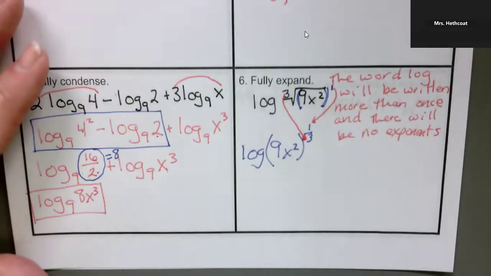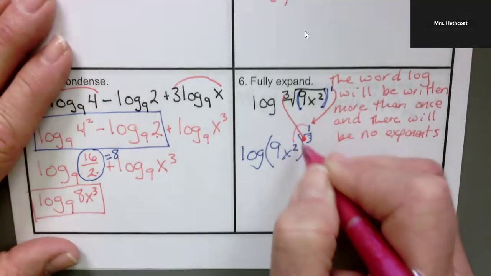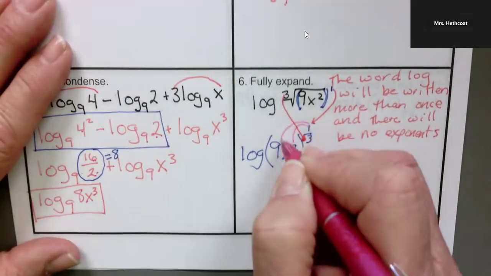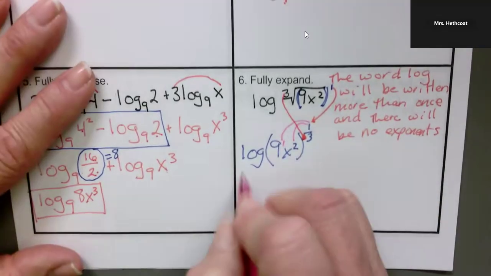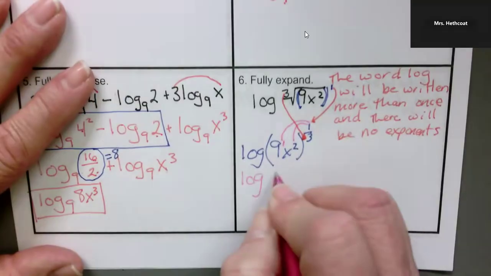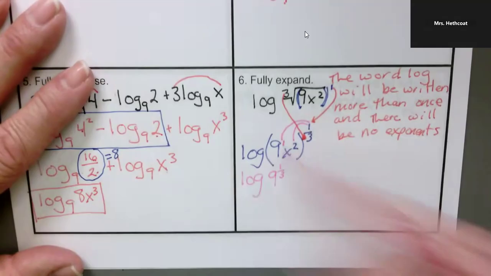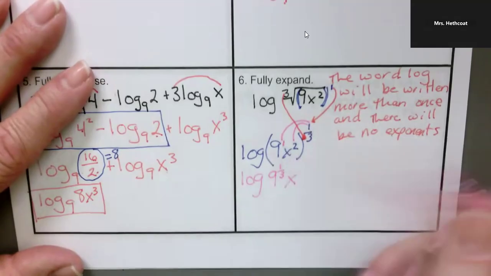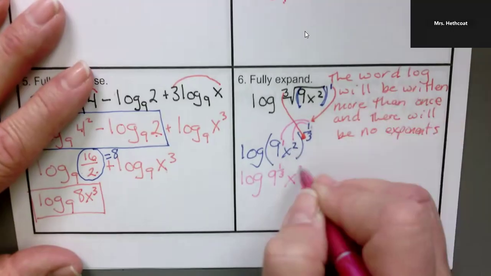From there, our exponent rules from Module 6 tell us that the 1/3 gets multiplied times the exponents that are inside. So we get log of 9 to the 1/3, because 1/3 times 1 is 1/3, x to the, what is 2 times 1/3? It is 2/3.